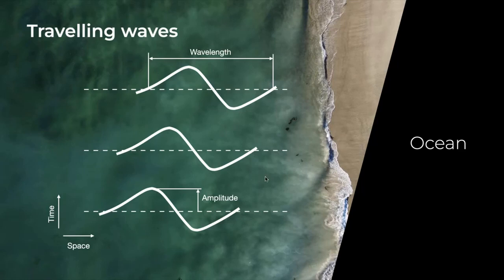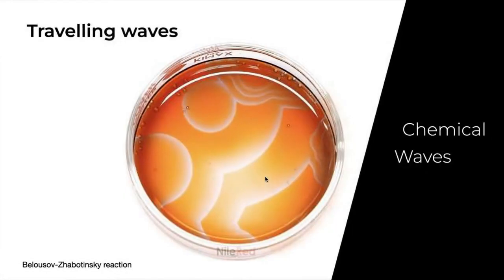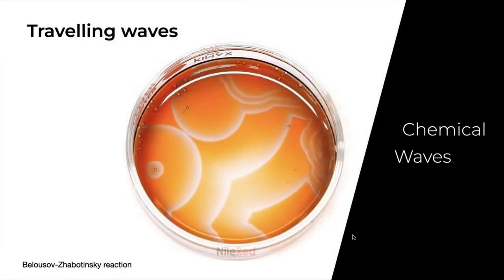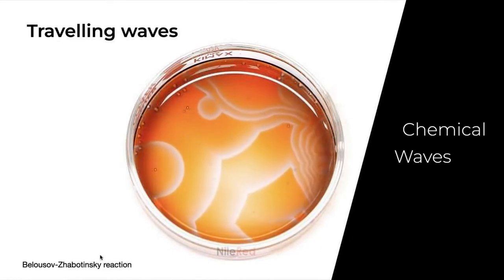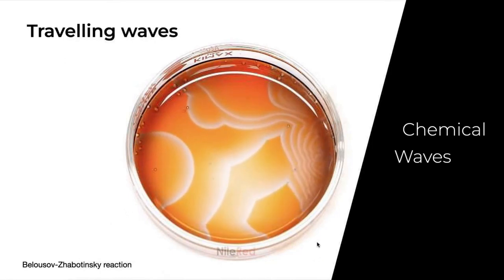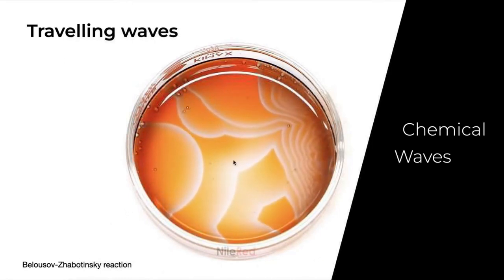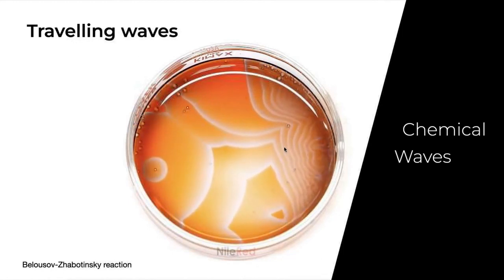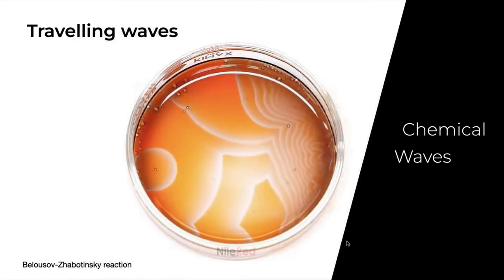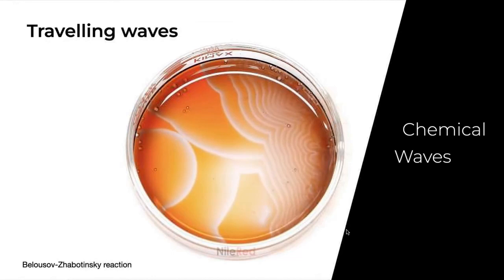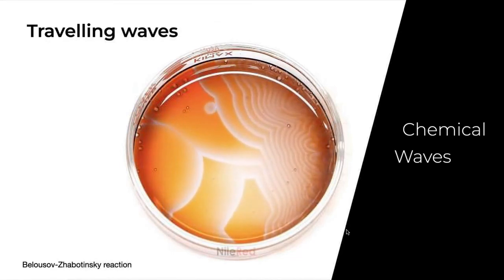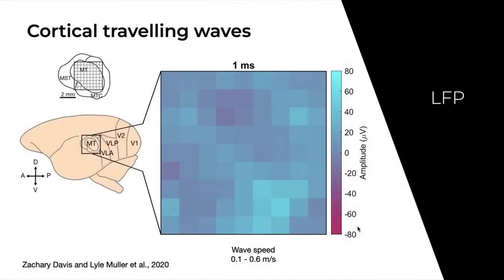Now, the disturbance doesn't necessarily have to be the water level or the vertical position of water molecules, as is the case in ocean surface waves, but it could also be, for example, as you see here, a disturbance in the color of, in this case, chemical solutions. This is the so-called Belousov-Zhabotinsky reaction. It's a mixture of chemicals, and under certain conditions, they start producing traveling waves in the Petri dish, as you can see here, which I find is a very beautiful reaction. So there are also chemical waves. And now let's jump to neural traveling waves.